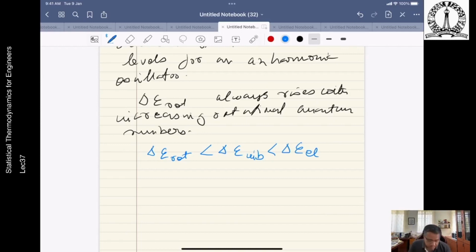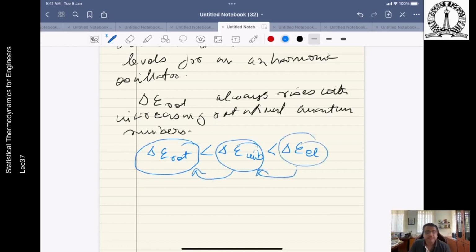So for the vibrational modes, this energy gap is much more than this, and this is much more than that. So now that you know that these can be separated, the separation of energy modes will also play an important role in the evaluation of the macroscopic properties now.